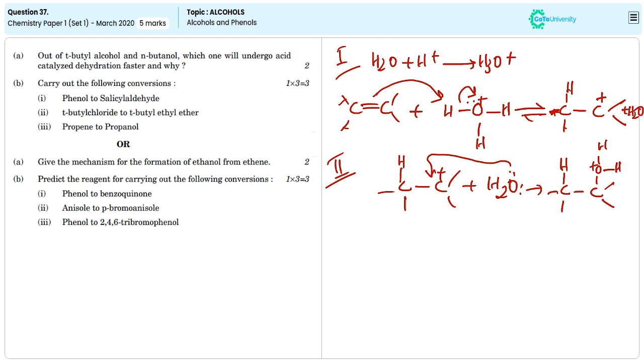Now, the third step is deprotonation. So, this is not an alcohol. From this compound, if you do deprotonation, then only you will get the alcohol. So, we are taking that compound. This is the already added hydrogen. These two bonds are already there. Now, this is H2O. This is two bonds.